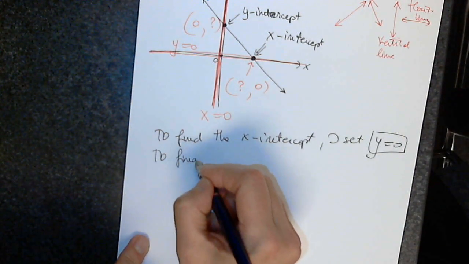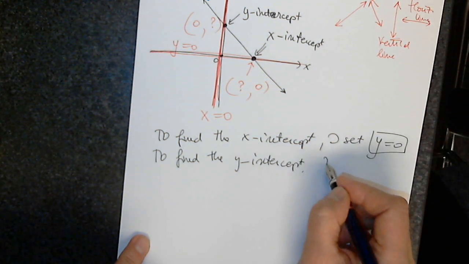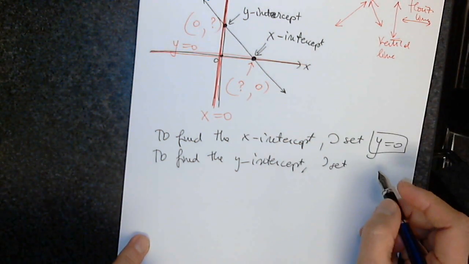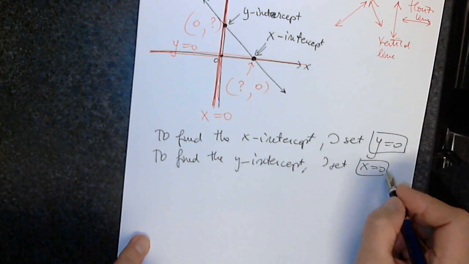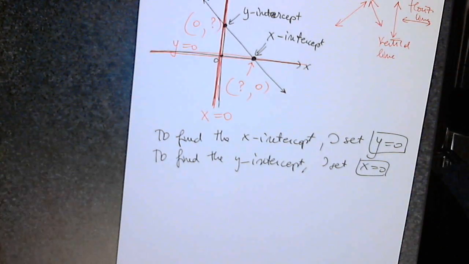To find the y-intercept, I set x equals 0. So easy to remember. The y-axis is altitude 0. Always remember, y equals 0 is the x-axis. The y-axis is position 0 for x equals 0.